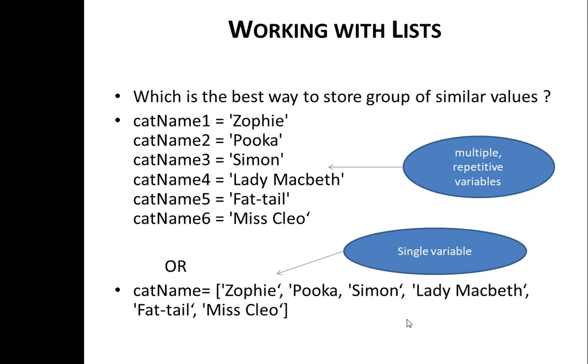So the second method is best suited, where we are assigning all these values within a list and assigning that list to the variable called cat name. So cat name is now going to contain all the names of these cats, which is actually stored in a list. How do you identify it as a list? Because it is enclosed between square brackets and the items are separated from each other by commas. Since these are names of the cat, they are strings, so that's why you're enclosing the names of the cats within single quotes.